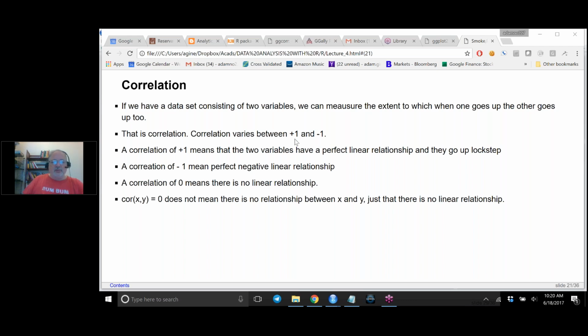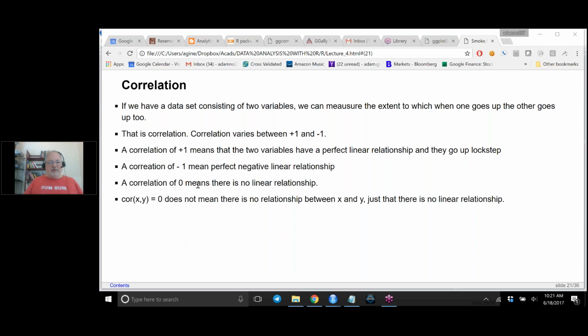And it varies between +1 and -1. A correlation of +1 would mean that they have a perfect linear relationship. The two variables go up linearly. If you drew a graph of x versus y, if you plotted it, it would be a straight line. A correlation of -1 means a perfect negative relationship. So it's also a line, but it's a line with a downward slope. It means whenever x goes up by a certain amount, y goes down by some linear amount.